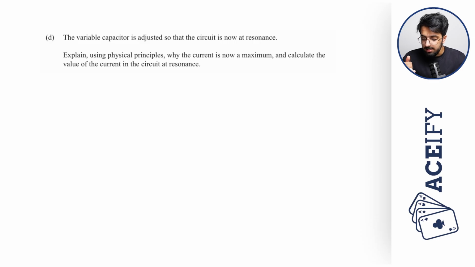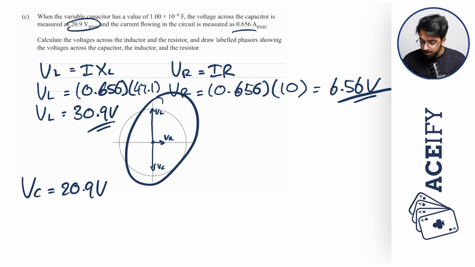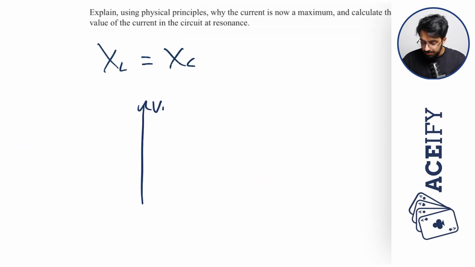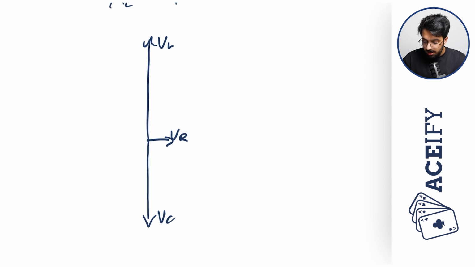The variable capacitor is adjusted so that the circuit is now at resonance. Explain using physical principles why the current is now at a maximum, and calculate the value of the current in the circuit at resonance. Alright, so at resonance, the reactance of the inductor is equal to the reactance of the capacitor. And as we saw from our phasor diagram, okay, I'm going to draw it out again. We have VL, and this is VC, and this is our VR. As we can see, VL and VC are 180 degrees out of phase. And because the current is the same at all points throughout the circuit, we can apply Ohm's law to these values, like so.